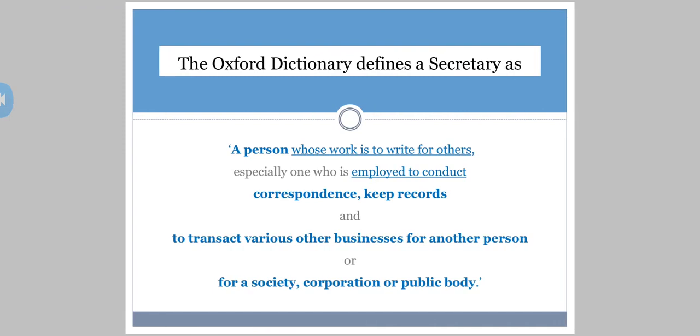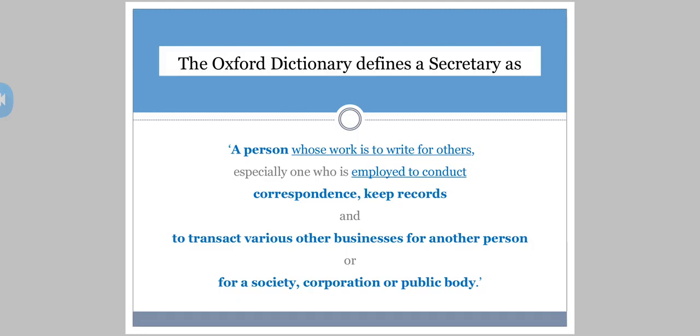See, the Oxford Dictionary defines a secretary as, now here, who is a secretary? A person whose work is to write for others. From the beginning of the chapter we are saying a person who is going to write for others. A person whose work is to write for others, especially one who is employed to conduct correspondence, keep records, and to transact various other businesses for another person or for a society, corporation, or public body.